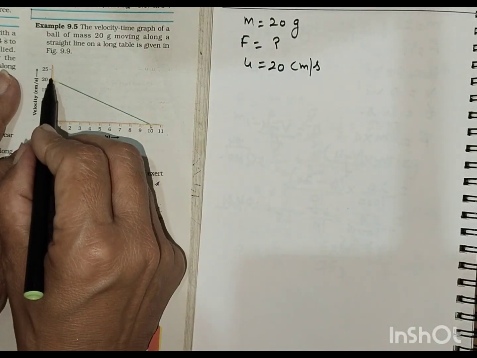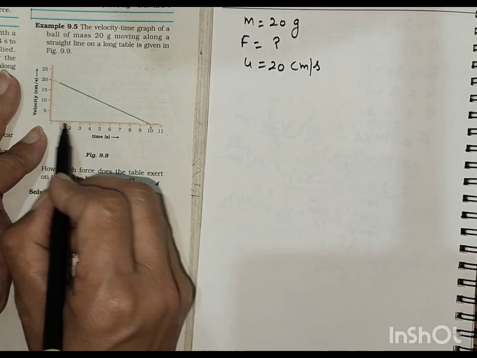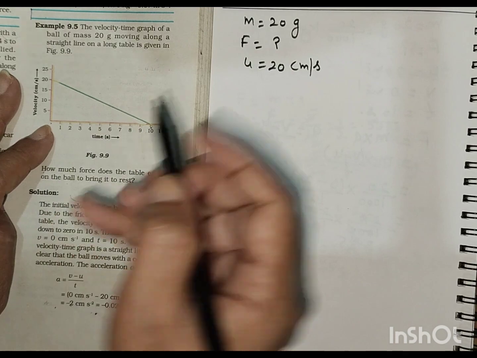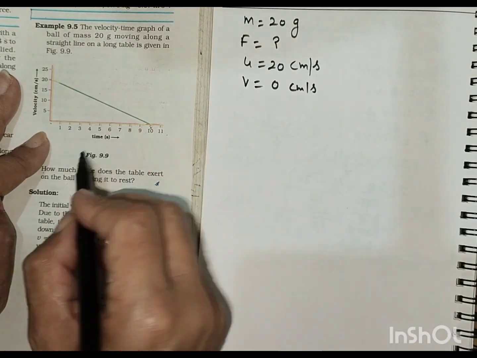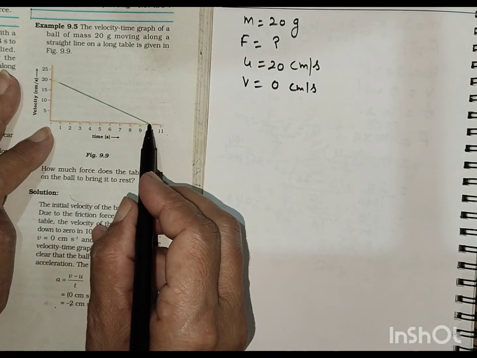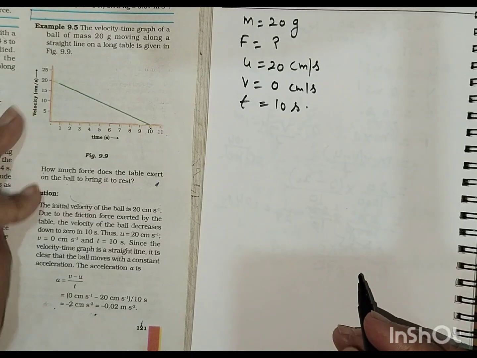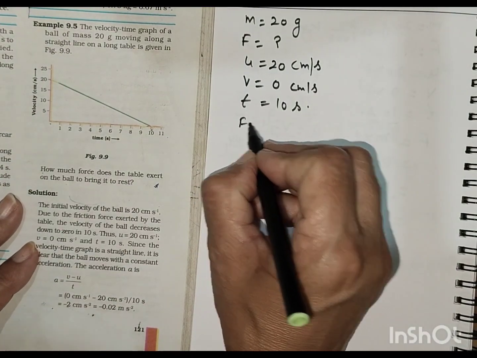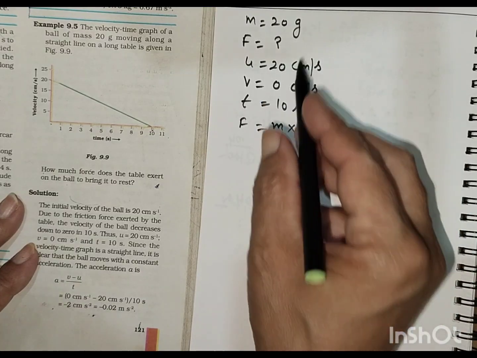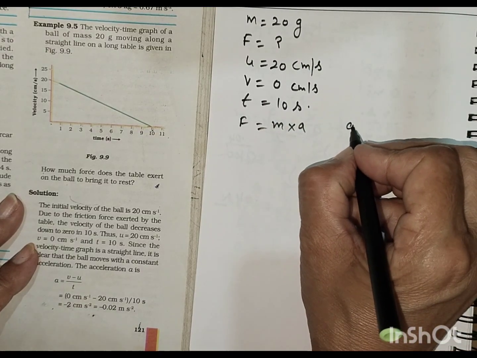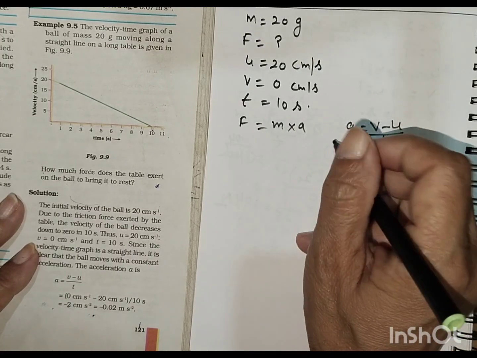And now the ball comes down to 0 velocity. It means the final velocity is 0, and in the time of 10 seconds. How much force? Now the formula is F is equal to m into A, but A is not given here. Then first find out A with the formula V minus U by T.